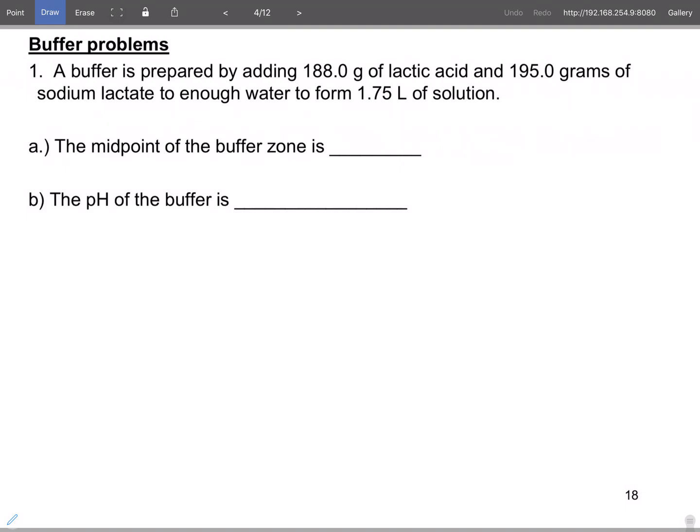Now, in order to do the lactic acid buffer, there are several other things we need to do. So first and foremost, the Ka is equal to 1.4 times 10 to the minus 4th, which means your pKa, which is the midpoint of the buffer zone, is the negative log of the Ka. So it's going to come out to be 3.8539. Now, typically we keep pHs 2 units, but we're back to working problems, concentrations, amounts, etc. So we're going to keep it 4 places after the decimal place.